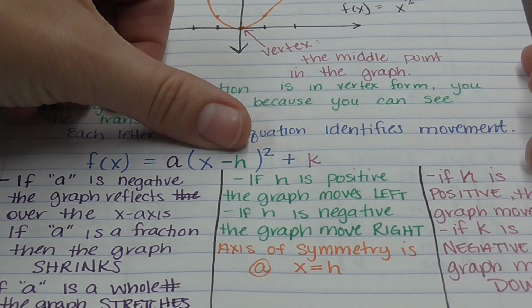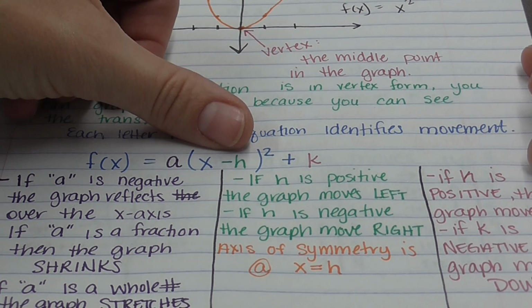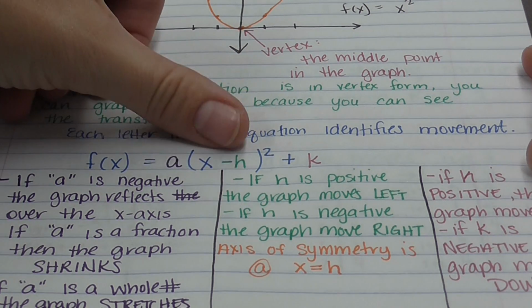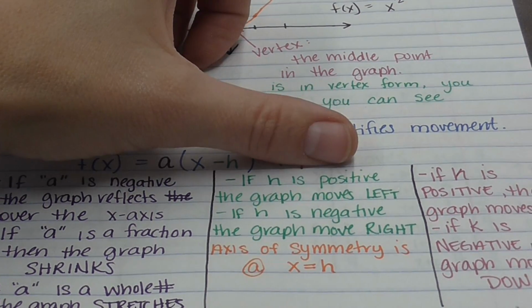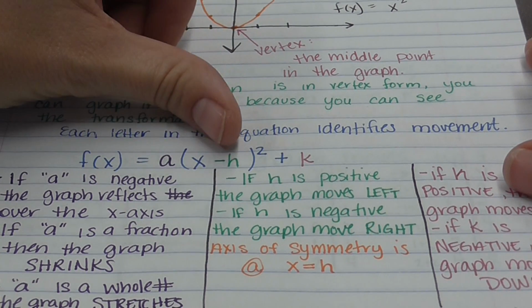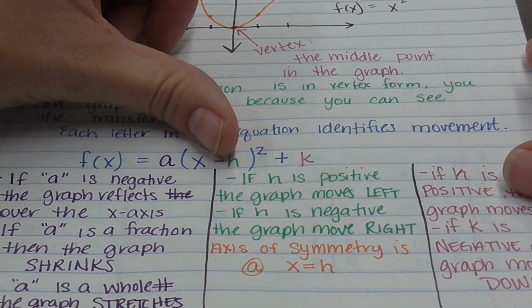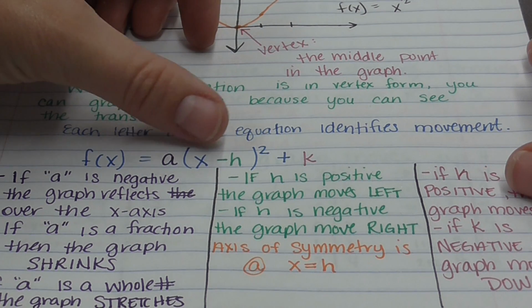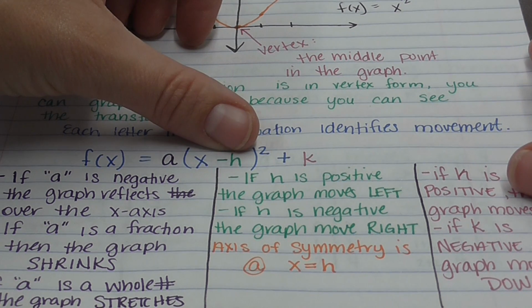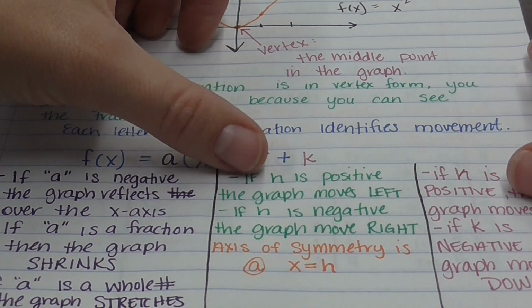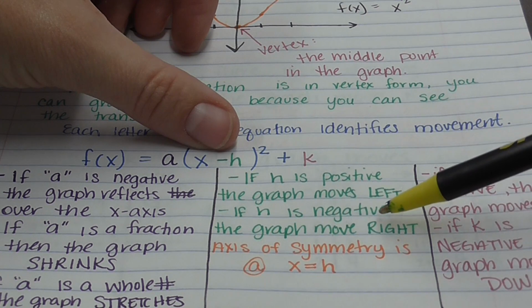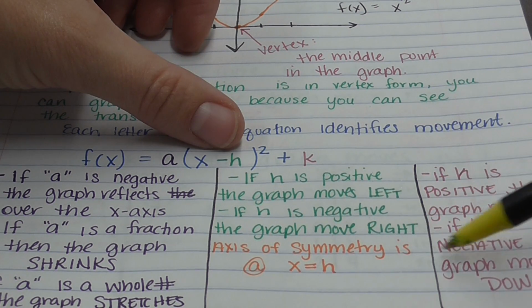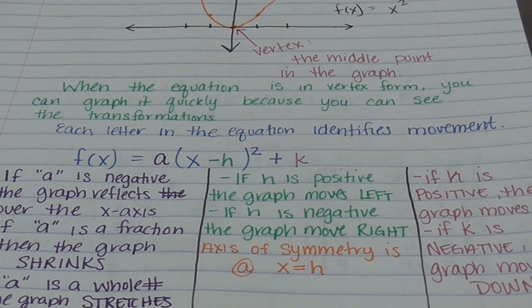h affects the position of the graph. If h is a positive number, the graph moves left. If h is a negative number, it moves right. Now that's kind of opposite what you would think, because you think positive moving to the right, negative moving to the left, but this has this minus sign right here, which means go in the opposite direction of what it looks like. So if it's x minus h, that means h itself is a positive number. So if h inside this equation is positive, then it moves to the left. If h inside this equation is negative, then it moves to the right. If you pull h out and look at it on its own, positive moves right and negative moves left.